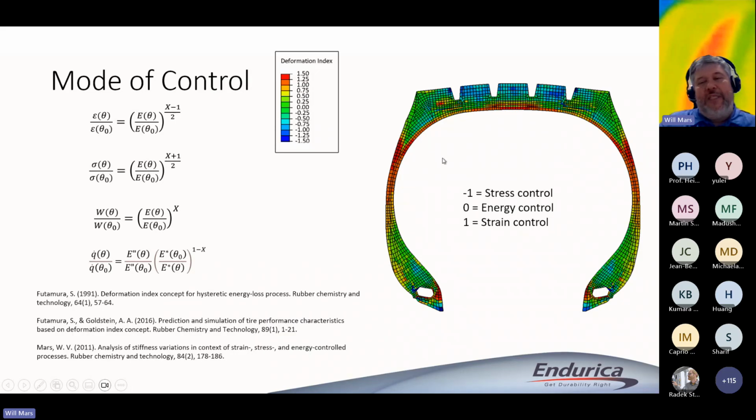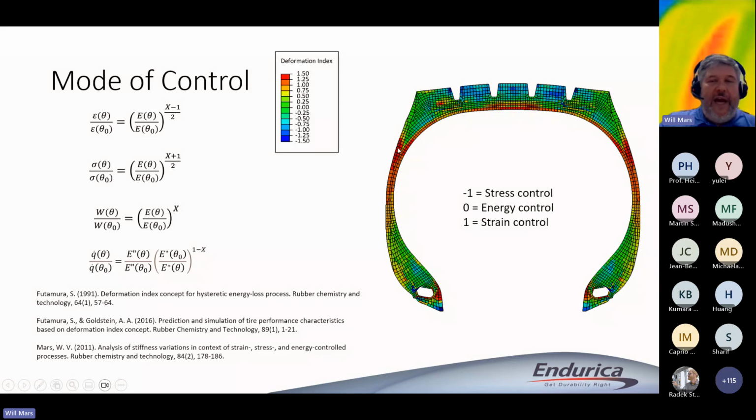It basically gives you a scale, right? So this deformation index is here. Here I've identified it with the value x. If x equals 1, you're in strain control. If x equals -1, you're in stress control. If x equals 0, you're in energy control. You can run a finite element model to calculate these deformation indices.